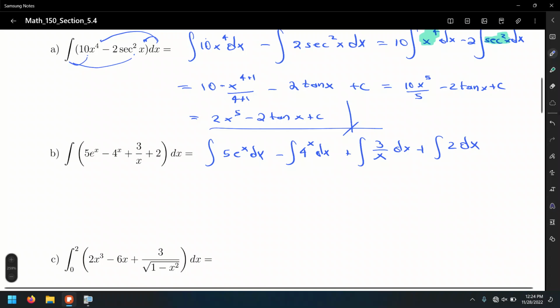The next step, if possible, and actually it is for 1, 2, 3 integrals, is to get those constant factors outside of the integral. That is 5 times the integral of e to the x dx minus, well, there's really no constant factor over here, just the integral of 4 to the x dx, plus 3 times the integral of dx over x, and plus 2 times the integral of dx.